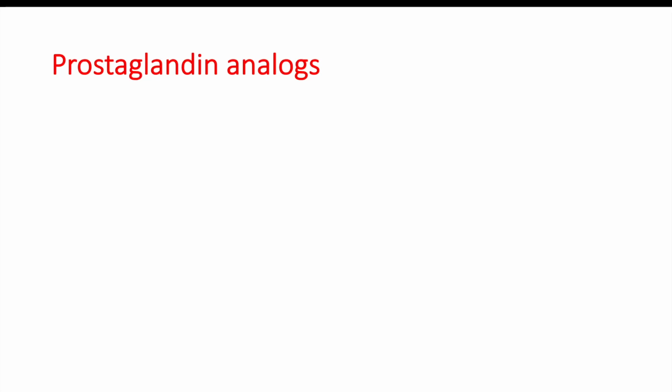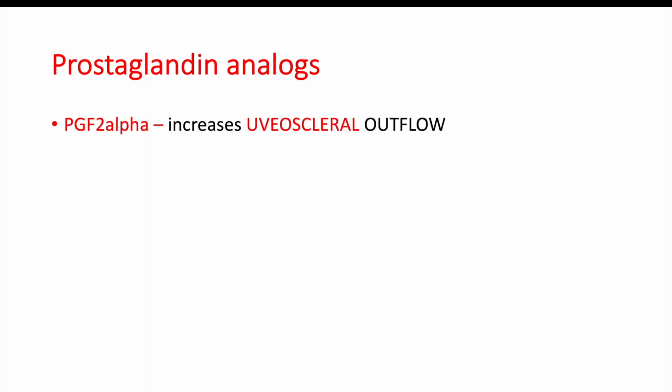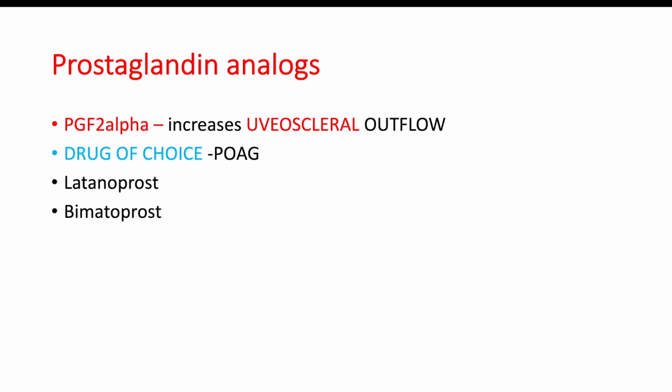So next we have the prostaglandin analogs. Under this we have the prostaglandin F2 alpha analogs. This will increase the uveoscleral outflow. The prostaglandin analogs are the drug of choice for the treatment of primary open angle glaucoma. What are the drugs which come under the prostaglandin analogs? We have latanoprost, bimatoprost, unoprostone.